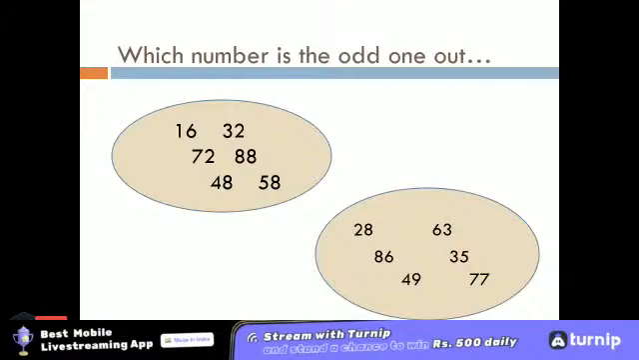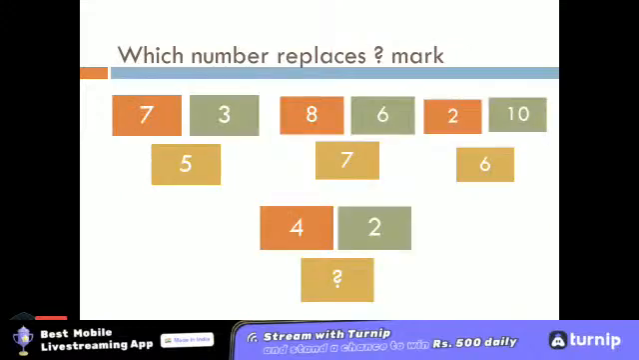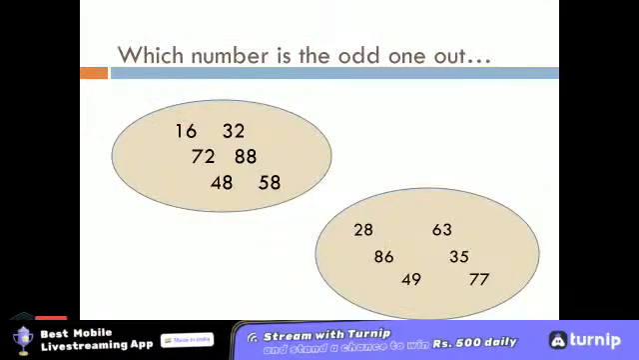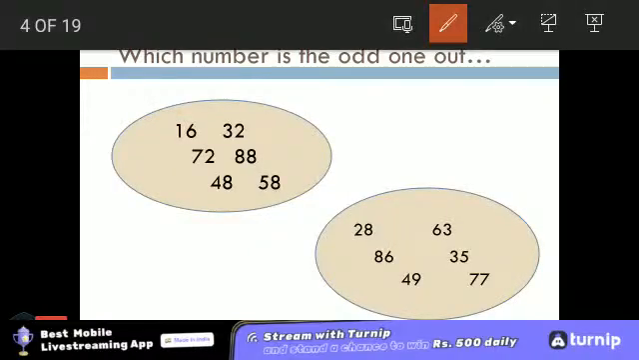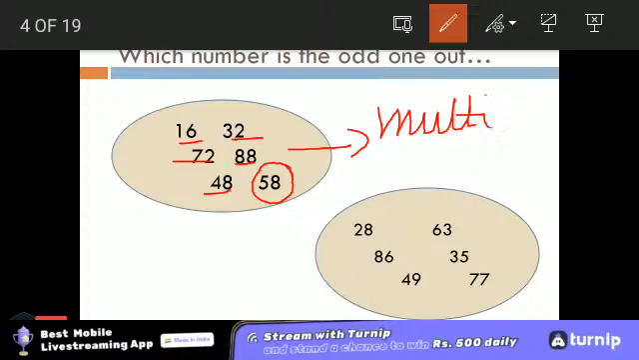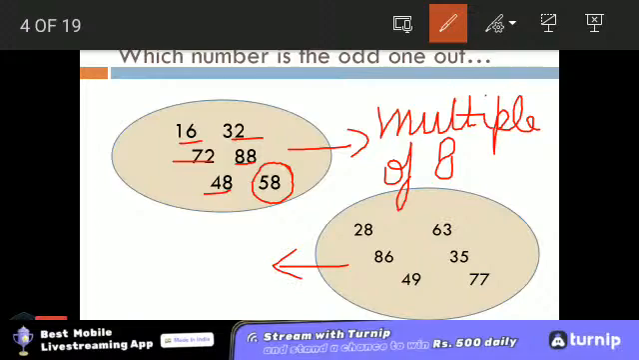Perfect. The very first bubble has the odd one out as, yes, 58. Do you know why 58 is the odd one out in the first bubble? Because every other number comes in the table of 8. All are the multiples of 8. But 58 is not a multiple of 8. So 58 is the odd one out. Now, hurry up. We will talk about the second bubble. Tell me, which number is the odd one out in the second bubble?